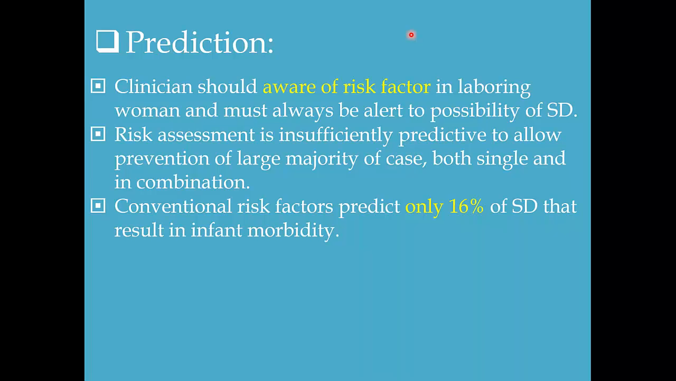What about the intrapartum? Prolonged first stage of labor, secondary arrest, prolonged second stage of labor, oxytocin augmentation, and assisted vaginal delivery. Thank you so much. This is very important to know about the risk factors of shoulder dystocia.